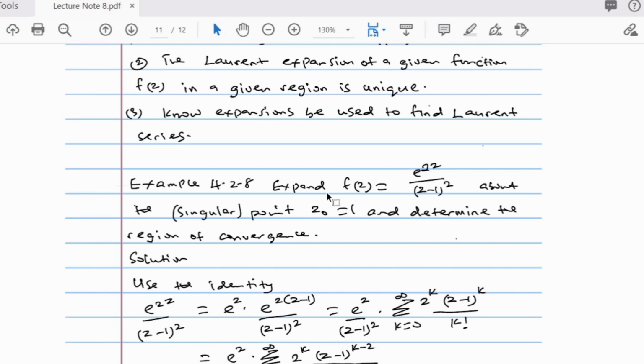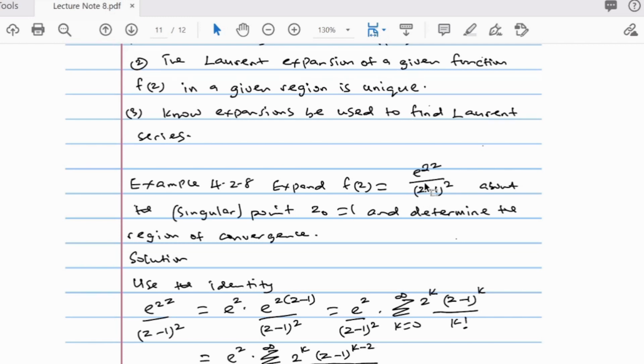So let's expand f of z equals e to the power of 2z all over (z minus 1) squared about the singular point. What is the singular point? As I've said, from next week, I will start talking about the regular point and the singular point, and I will use that to compute the residue. Singular points are points in which the function is not regular, meaning the function is not differentiable at that point.